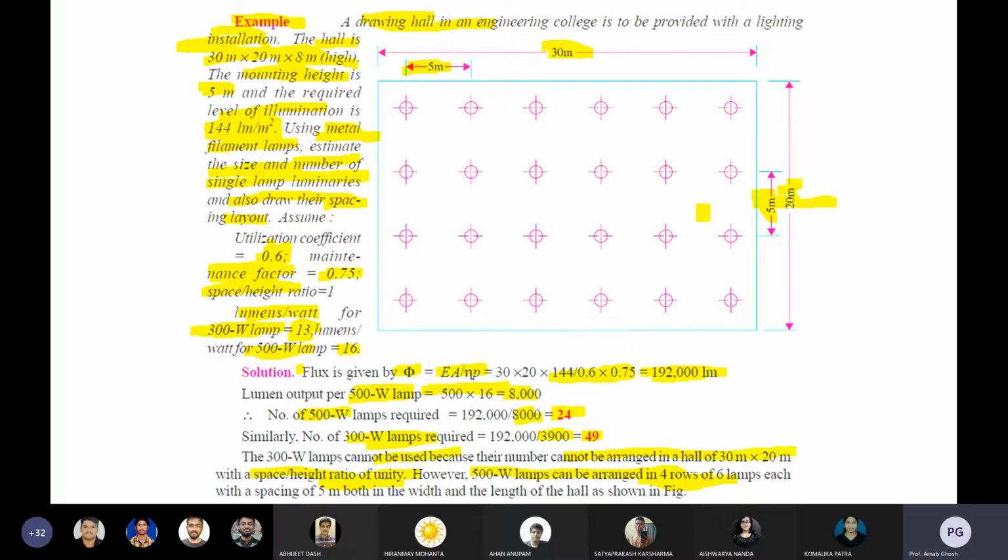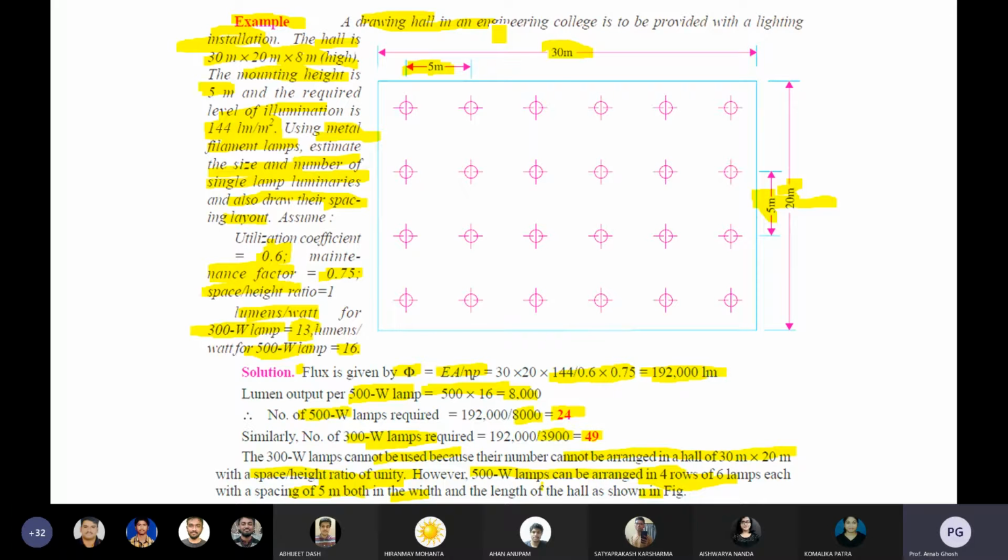Each spacing is given as 5, so it should be accommodated in a proper manner. Spacing is 5, for both the width and the length of the hall as shown in the figure, so directly you can understand from that figure. Simple, nothing complicated, a very simple problem. At the time of the exam, a similar type of problem will come, so please prepare at home and solve it.